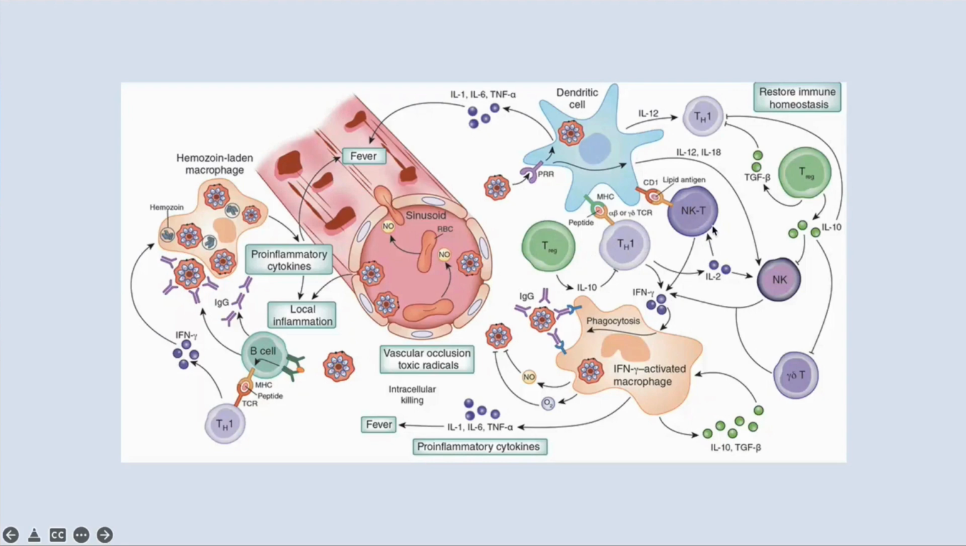You have NKTs, you have natural killer cells, and then you also have gamma delta T cells, which are a very important part of the immune system. And we're just in its infancy in terms of understanding this. Questions?